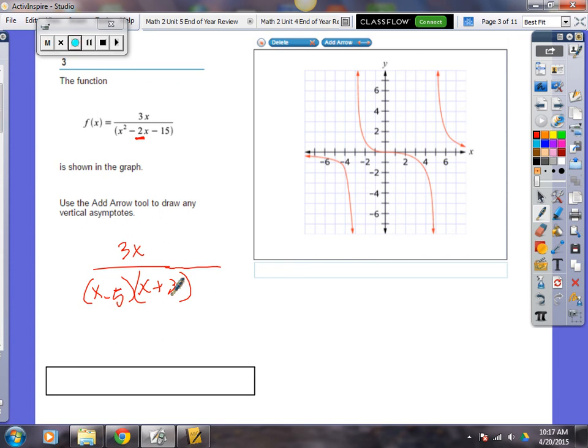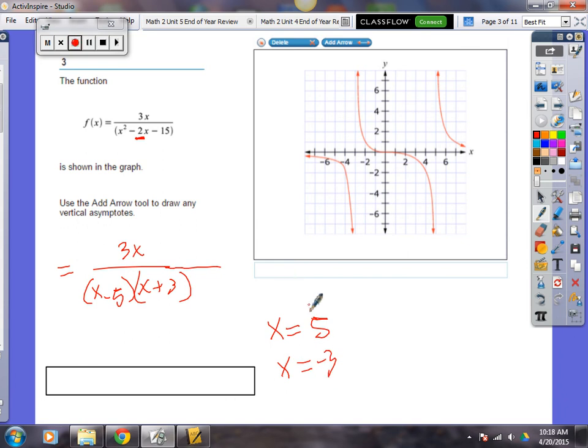Because a negative 5 times 3 is a negative 15, but a negative 5 plus 3 is negative 2. So now, all I did was factor the polynomial on the bottom. Okay, now this is going to make it easier to figure out what numbers am I in danger of. And the numbers are this, x equals 5 and x equals a negative 3.